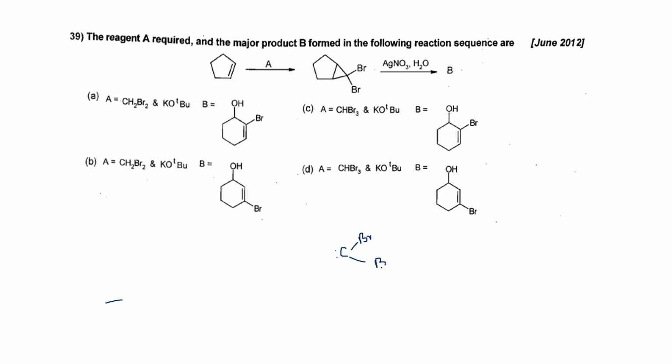This type of carbene can be generated from chloroform, tribromomethane and any base. So in this pathway, it can generate this carbene species. This reaction takes place through an alpha elimination.